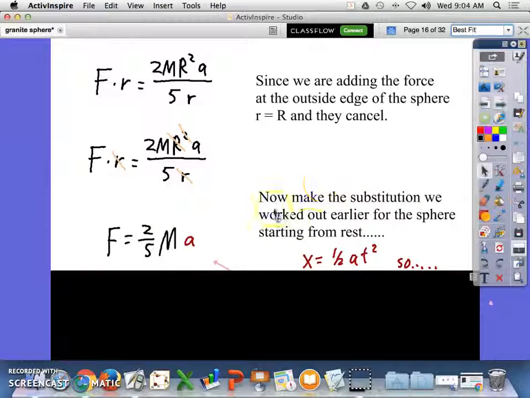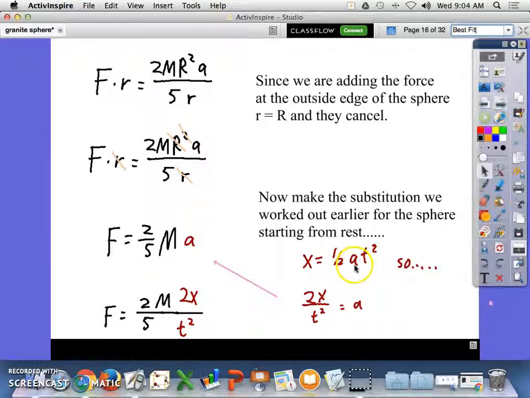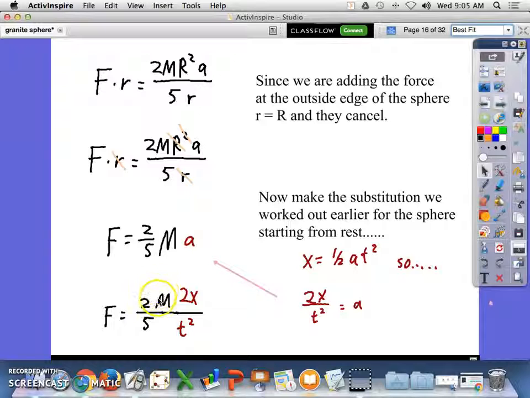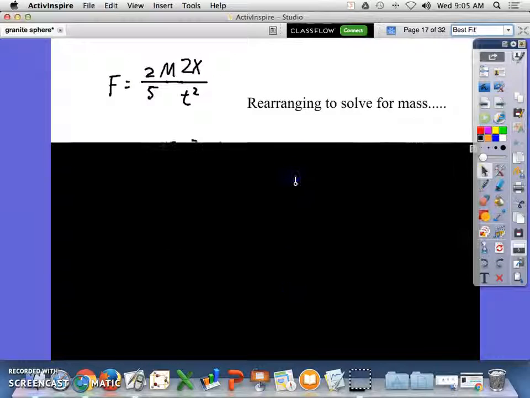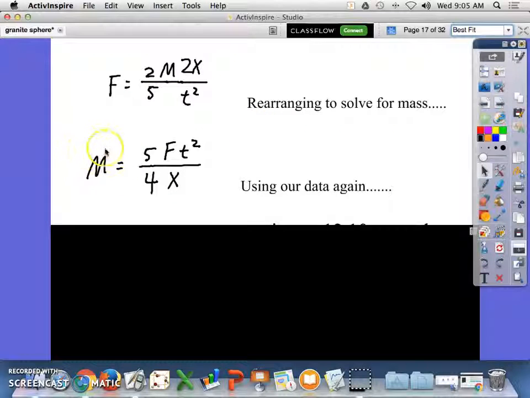Now, earlier, we made a substitution for a sphere starting from rest, and we came up with x equals 1/2 a t squared. If I shuffle that around and solve for a, I've got 2x over t squared. To make that substitution, we've got everything we can measure. We're looking for mass. We've got a spring scale to measure force. We've got an x to measure the ribbon distance. We've got a stopwatch, or at least a phone with a stopwatch app, to measure t. Rearrange this equation to solve for mass, and m equals 5 force times t squared divided by 2x.